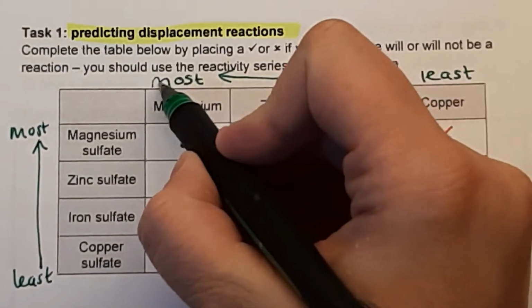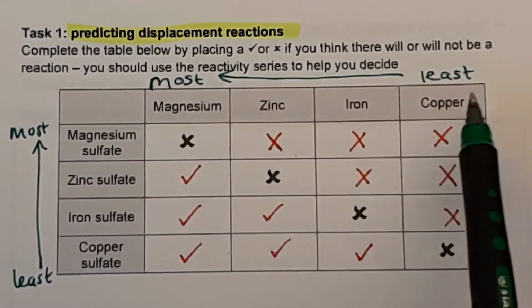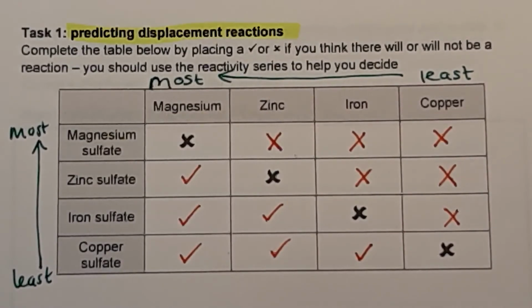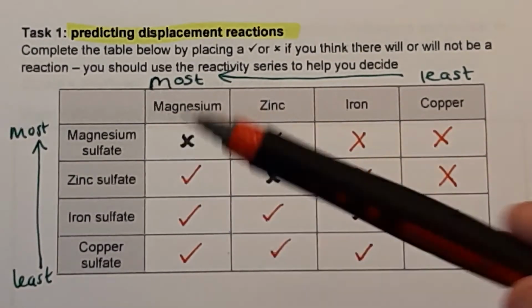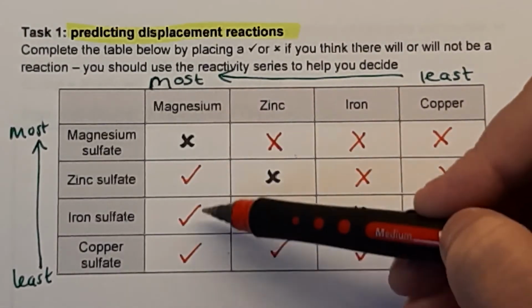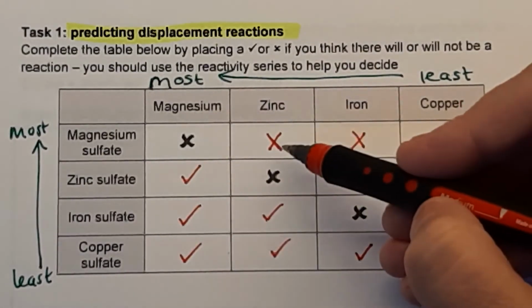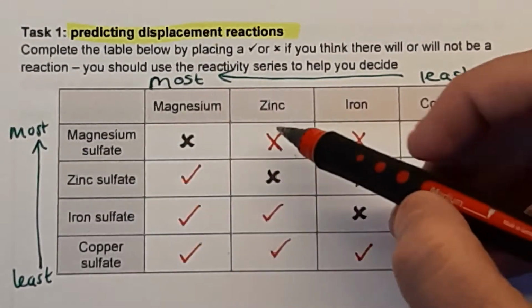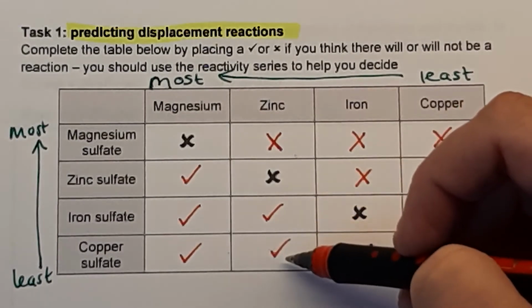Okay, so the less reactive metals cannot displace a more reactive metal. So if magnesium is the most reactive, it is going to displace everything that is less reactive than it. Okay, so we're going to tick all three of these. Zinc is not more reactive than magnesium, so it cannot displace magnesium from the compound. But it is more reactive than iron and copper, so it can displace these two.